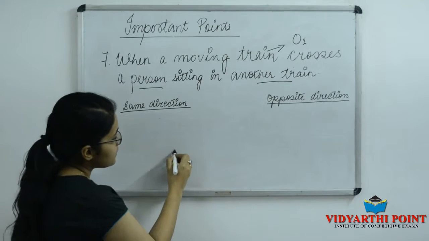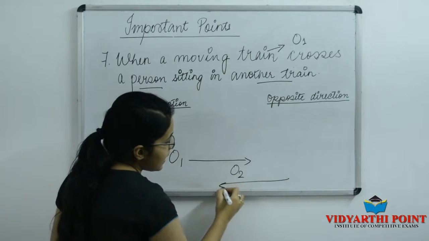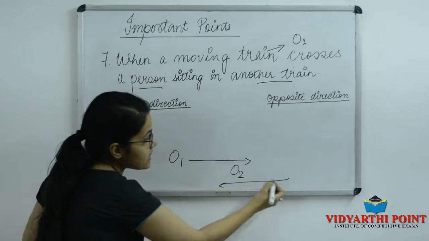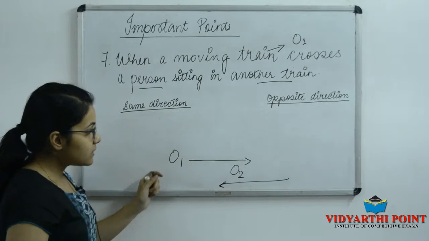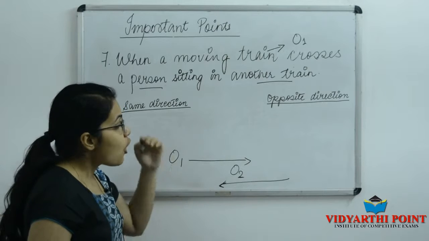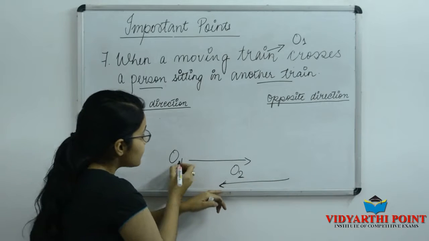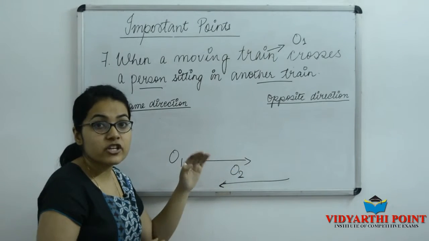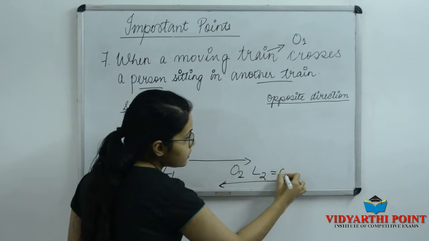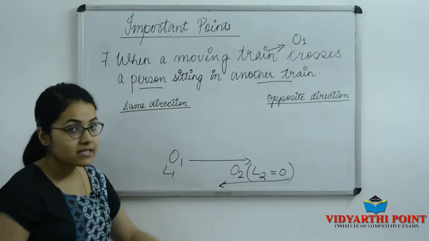Here object 1 is moving and crossing object 2. The object 2 that it is talking about is the person which is sitting on a horizontal object. But here the object 2's length will not be taken. Why? Because although object 2 is sitting on a horizontal object, the train is crossing this object which is vertical. So this is length 1, and length 2 will be 0, because here we are talking about a person and its length is 0.